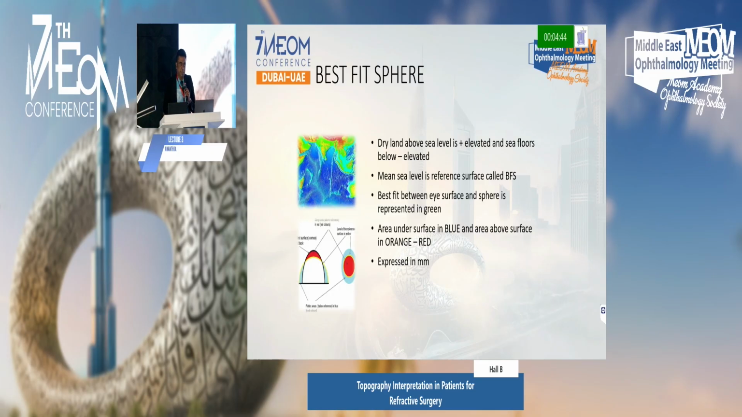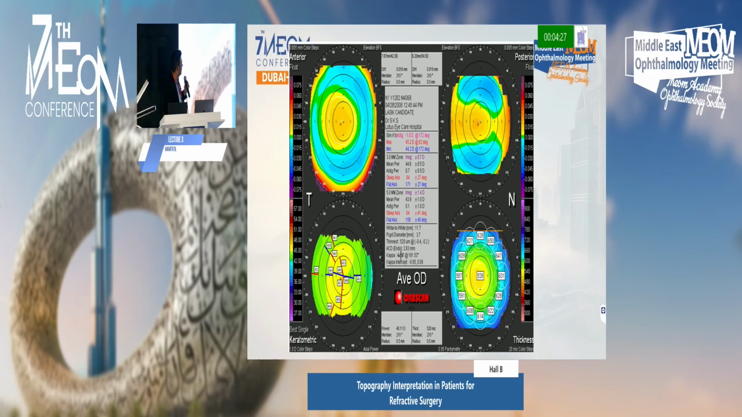There is a concept called the best fit sphere. Each and every topographer will subject the patient's anterior or posterior surface to an imaginary sphere. How far these anterior or posterior surfaces are elevated from the imaginary sphere is considered as the elevation, which is represented in millimeters or microns. If you go to the first of its topographic finds, this is how it would appear, which would give us the elevation details of anterior, posterior, all those things.